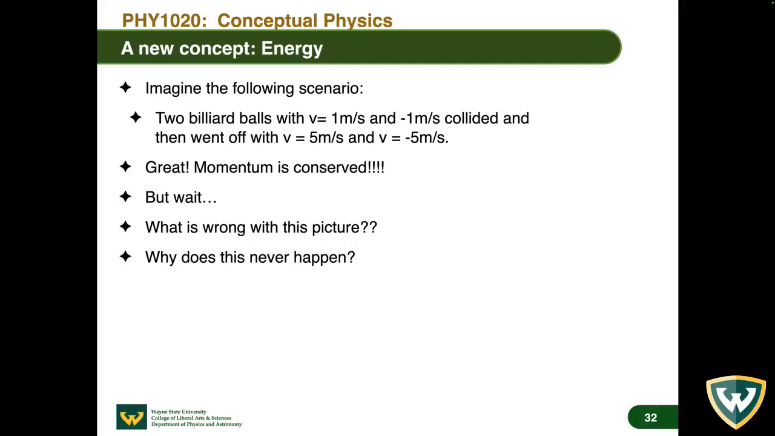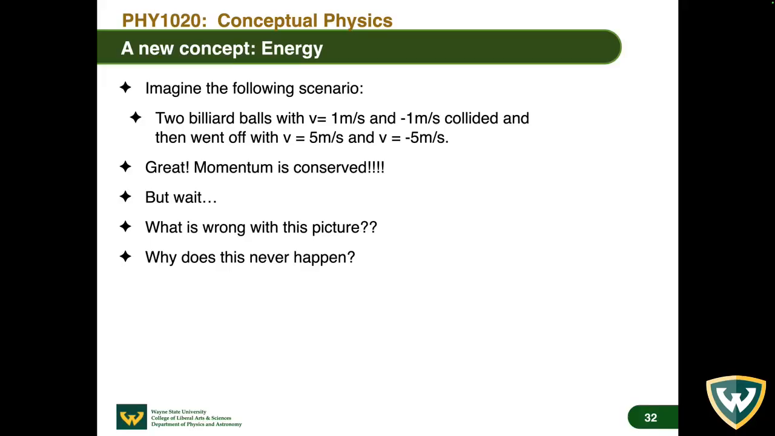Let's say that you have two billiard balls, one with a velocity of 1 meter per second and one with a velocity of -1 meter per second, and they are colliding with one another. Let's pretend then that after the collision, one would have 5 meters per second and the other one would have -5 meters per second. Right? Does that sound reasonable?